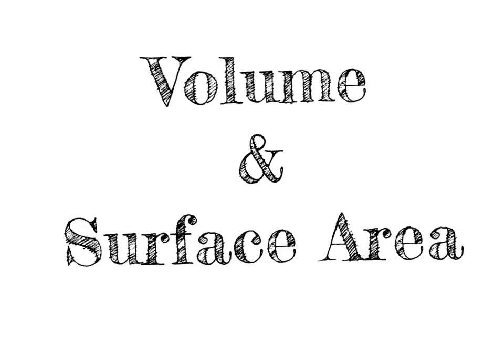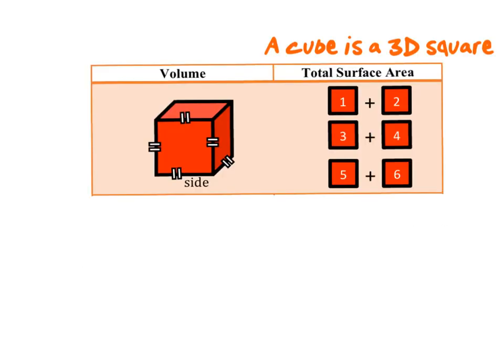Now that you've done perimeter and area, let's also have a look at volume and surface area. First of all, it's important to know that a cube is basically just a 3D square. So where a square was two-dimensional, a cube is three-dimensional. Therefore, when we calculate the volume of a cube, we multiply the 3 dimensions. Therefore, volume of a cube is side multiplied by side multiplied by side, or in short, we can say side cubed.